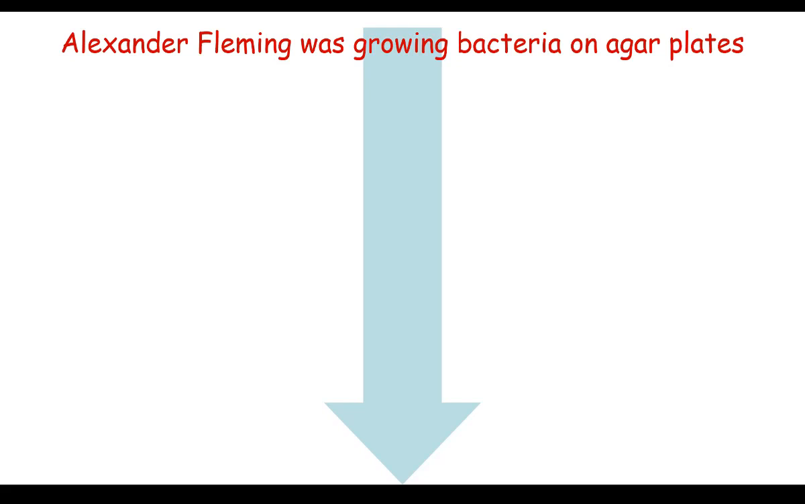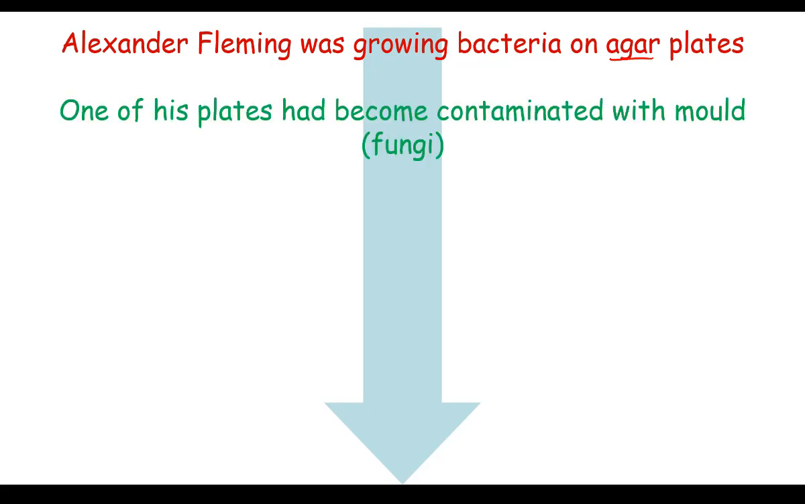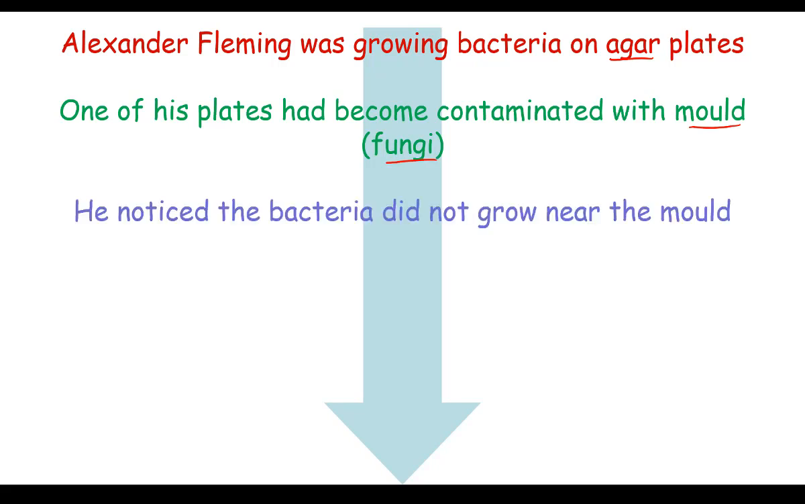So he was growing bacteria on agar plates. Now, agar is basically this jelly-like substance which has all the nutrients for bacteria to grow. So things like amino acids and glucose and moisture. One of the plates had become contaminated with mold or a fungus. He noticed the bacteria did not grow near the mold.